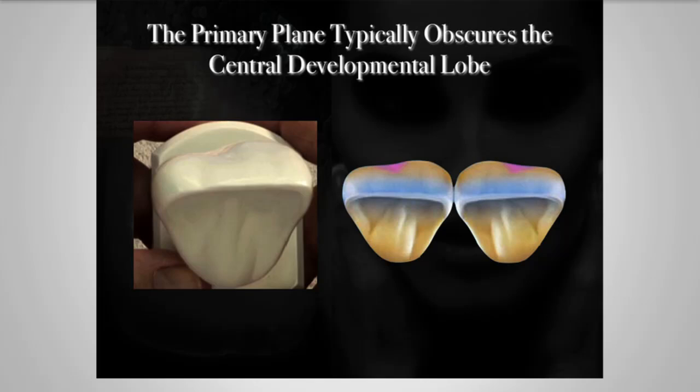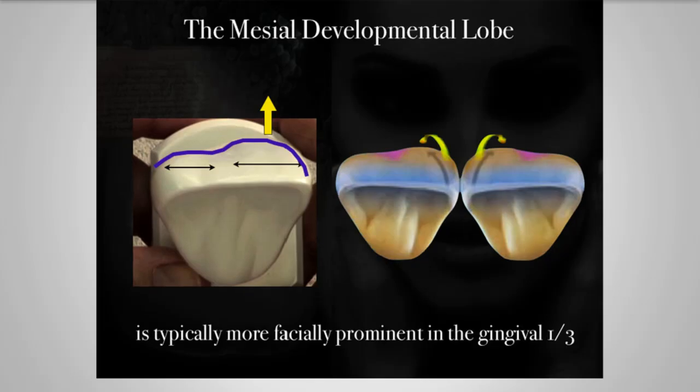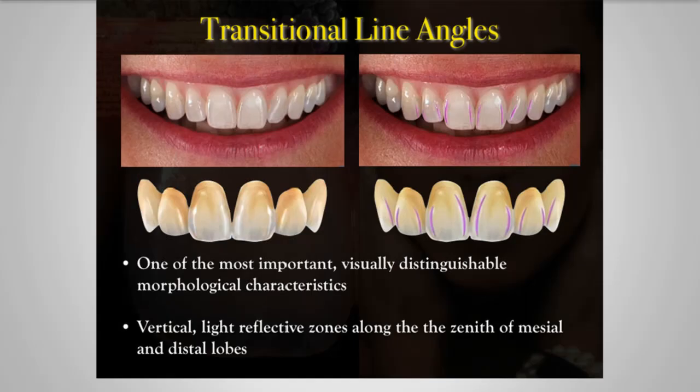The transitional line angles, what they are, is obviously one of the most important visually distinguishable morphological characteristics of teeth. If you look at the picture on the left, it's just a frontal view photograph of a natural smile. You really don't see a whole lot of tooth morphology if you want to get technical about it. What you're largely seeing is the reflective zones that are present at the so-called zenith. As you can see here, these are vertical light reflective zones along the zenith of the mesial and distal lobes. And I think because there is technically no zenith on the middle developmental lobe, we see so much emphasis on the mesial and distal.